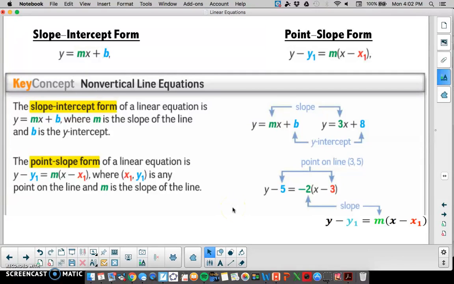So based on the information that we're given in a problem, we can choose the form of the equation that would work best for that problem.